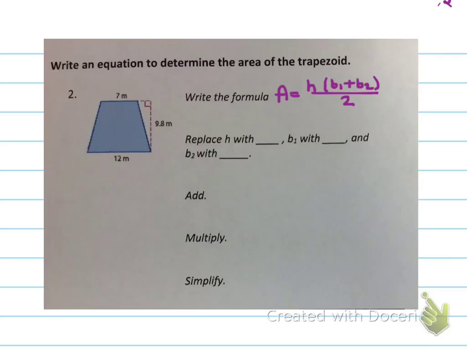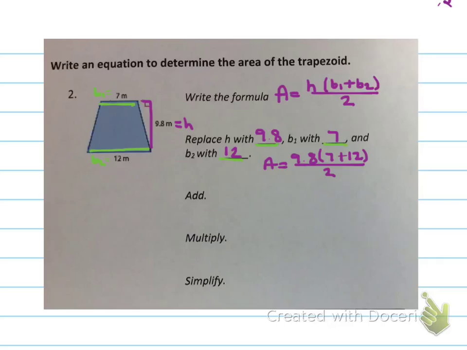Let's look at our figure and let's label. Here is our line that whenever it hits the base, it forms a right angle, so that's our height. Our bases run parallel to each other, so this line is parallel with this line. This is B1 and this is B2. So I would like you to fill in what we replace each part of our formula with, and then try the plug-in. When you feel confident in your plug-in, you may press play to continue.